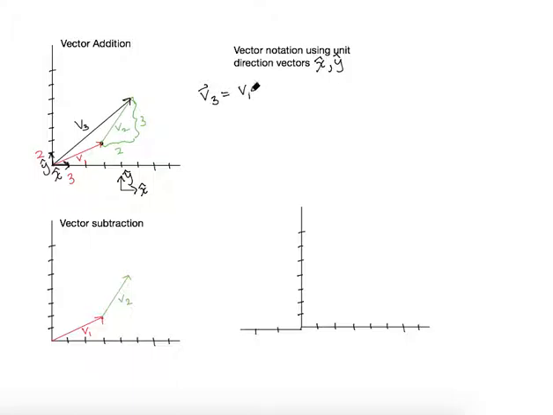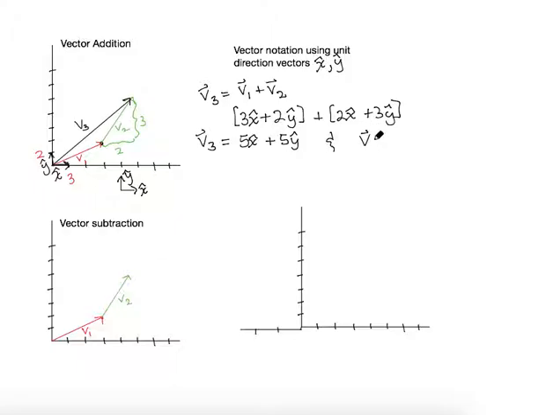v3 is equal to v1 plus v2. Alright, v1 can be expressed as 3x hat plus 2y hat, plus 2x hat plus 3y hat. Alright, so collecting like terms, we get 5x hat plus 5y hat. And so this is now v3. And the magnitude of v3 is equal to square root of 5 squared plus 5 squared, which is just 5 radical 2.